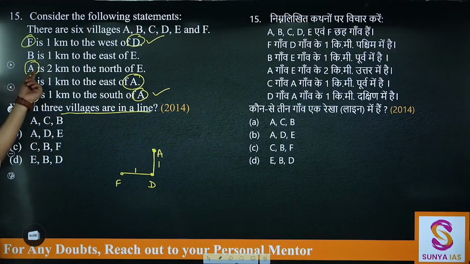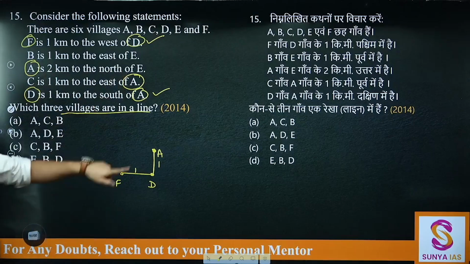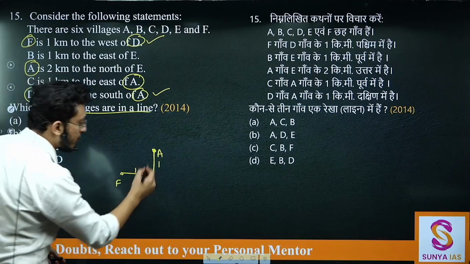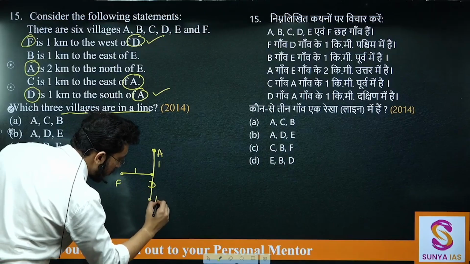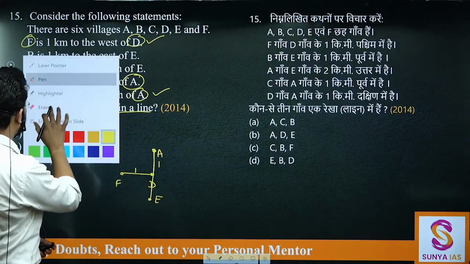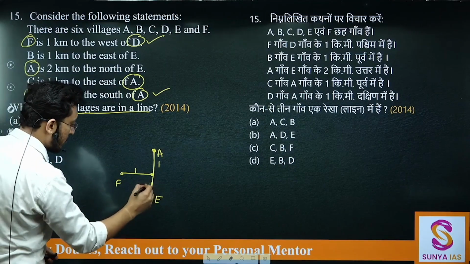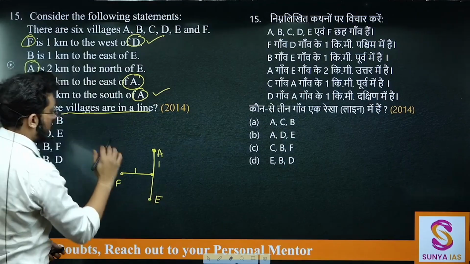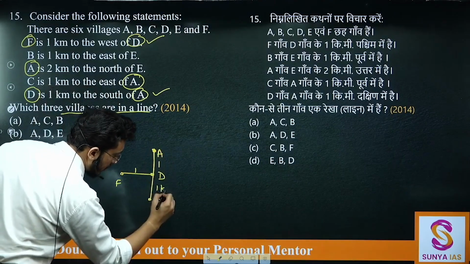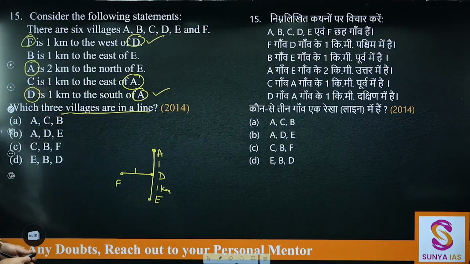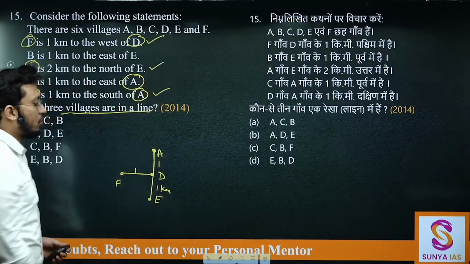So it says A is 2 kilometers to north of E. So this point is 2 kilometers to north of E. Can I say E is somewhere here? This is where you have E. And this is supposed to be 2 kilometers. So this is only 1 kilometer. So we have used this also.